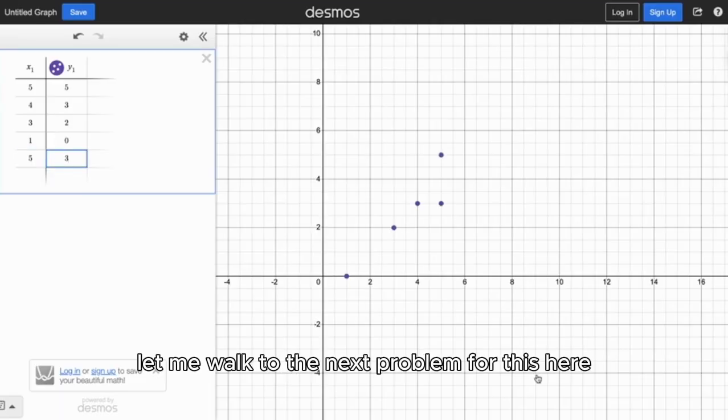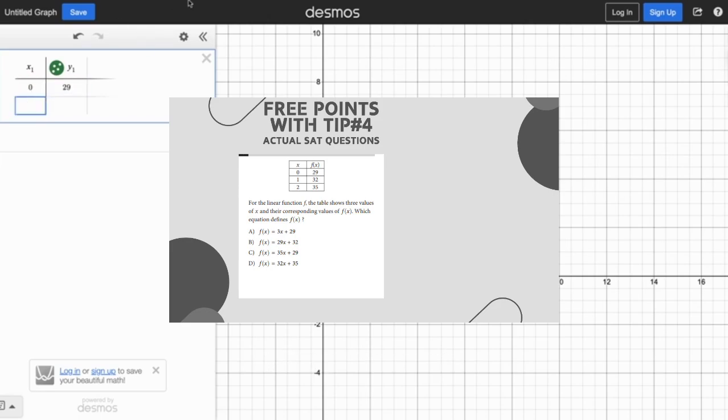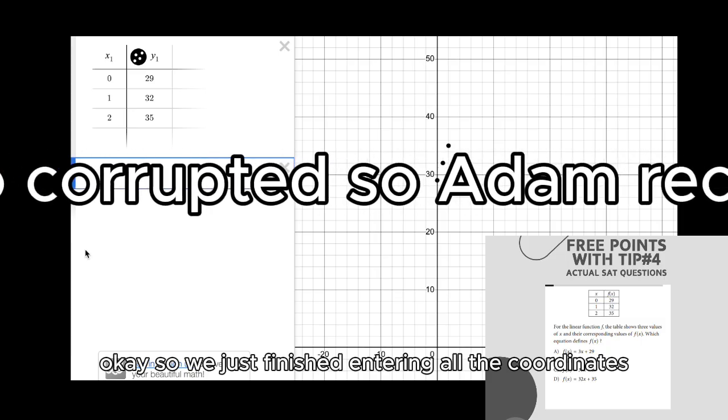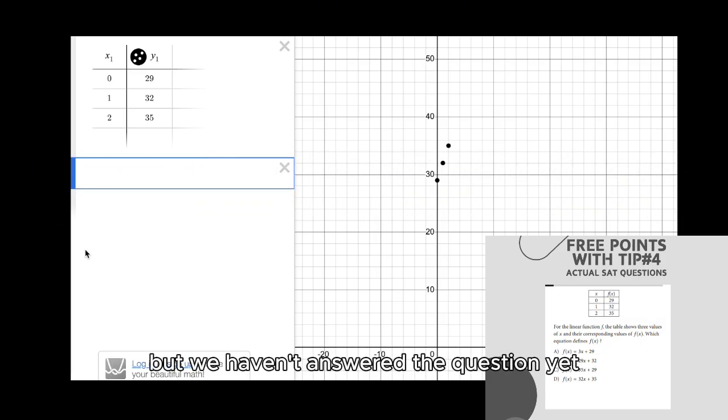So for example, let me walk you through the next problem here. So what do we have? We have 0, 29, so we can go 0, 29, then 1, 32, and 2, 35, right? Okay, so we just finished entering all the coordinates, but we haven't answered the question yet.